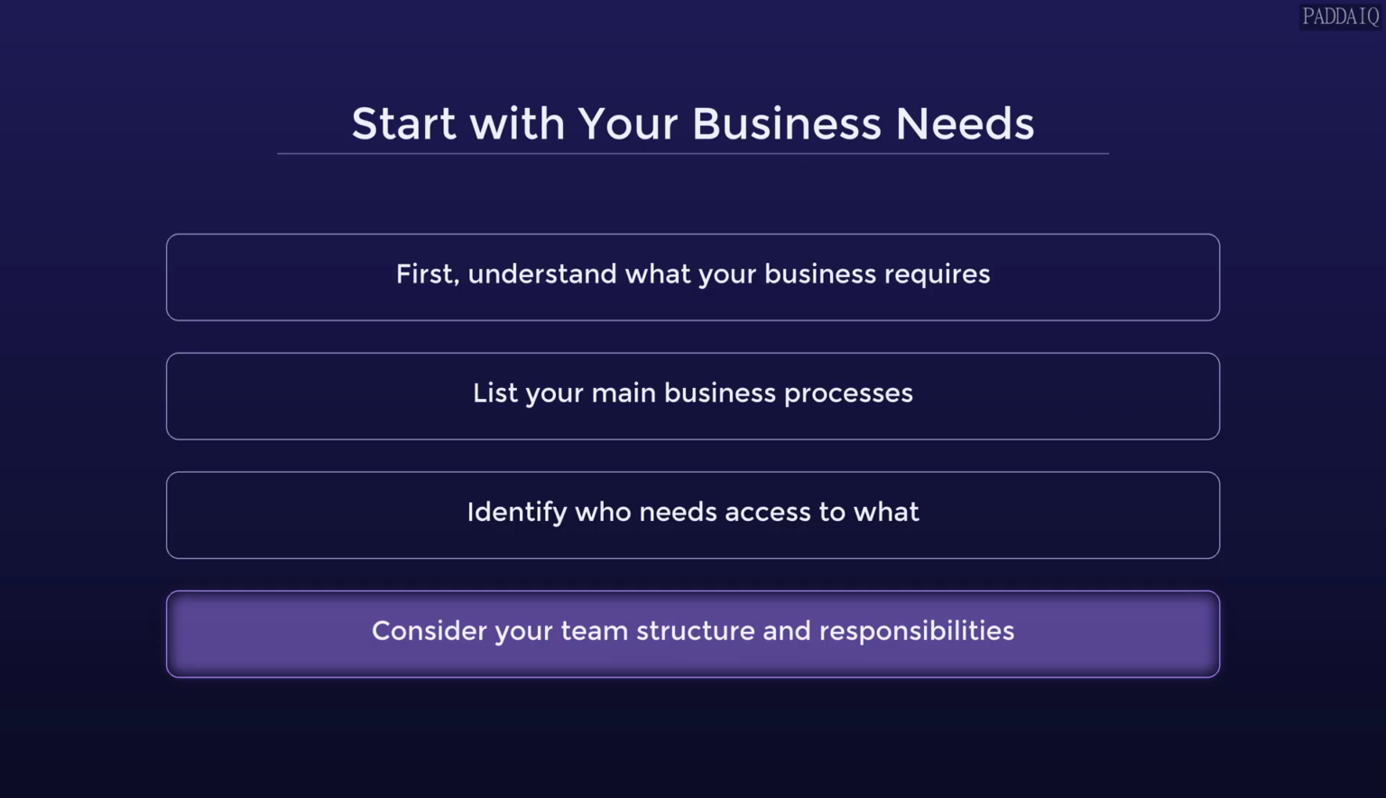Consider your team structure and responsibilities. This means understanding who will build, manage, and use your SAP solutions and what tasks they own. For example, if your developers are skilled in Java, you might choose the Cloud Foundry environment. Aligning the platform with your team's capabilities ensures a smoother implementation and operation.